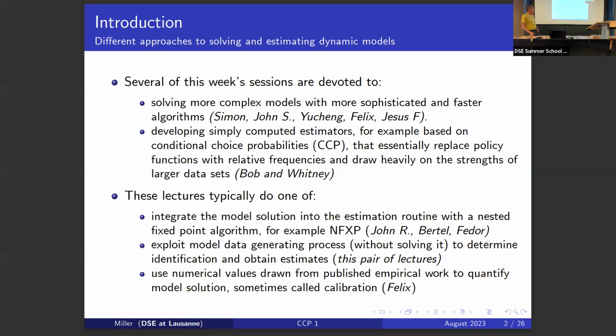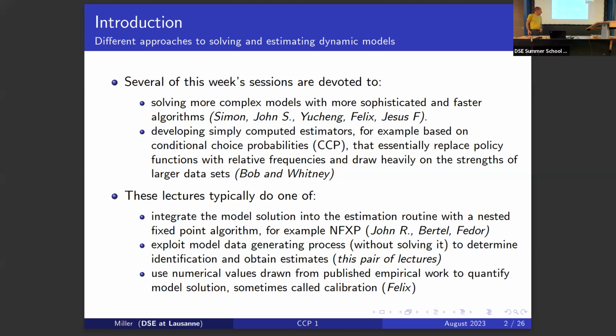These lectures, the ones that I'm going to give now, typically do one of the following, and I'm talking about the week now. They integrate the model solution into the estimation, something like a nested fixed point algorithm, and Berto was explaining how that works in the case of dynamic discrete choice.